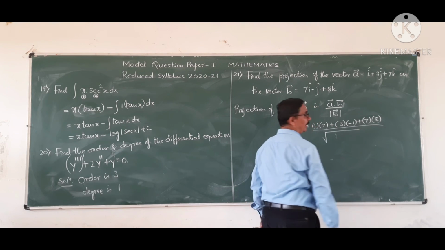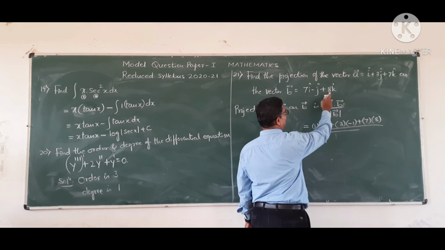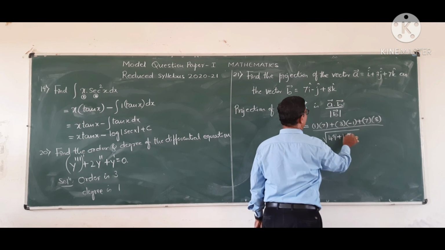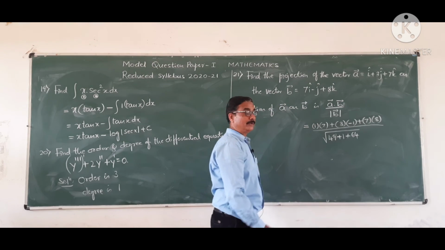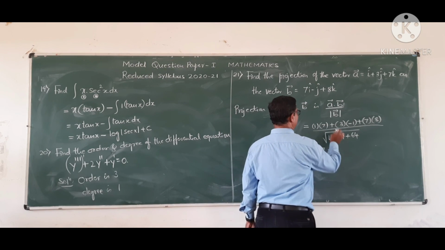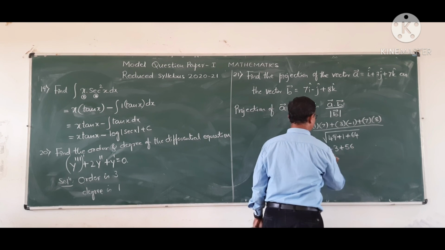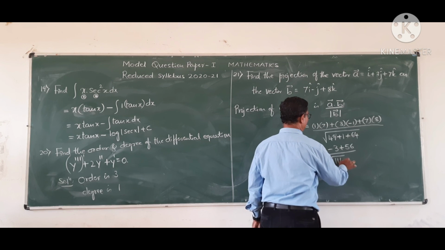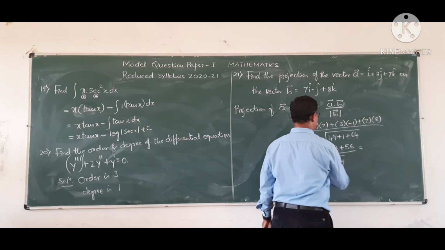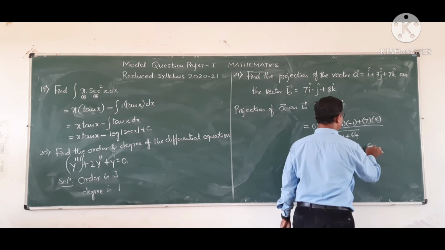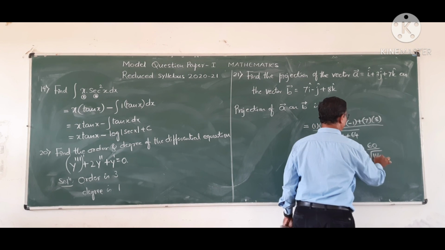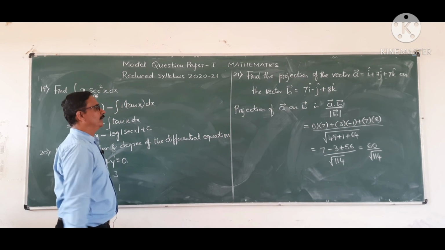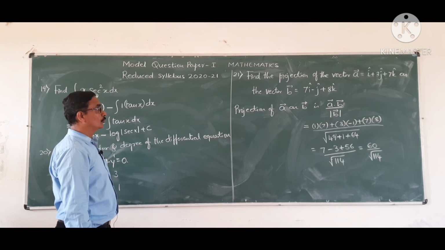Divided by magnitude of B. What is the formula? Under root of x square plus y square plus z square. Coefficient of i, 7 square, 49. Coefficient of j, -1 square, 1. Coefficient of k, 8 square is 64. That is 7 plus 3 times -1, which is -3. 7 eights are 56. Divided by under root 49 plus 1 plus 64. How much? 114. Correct? So that is 7 minus 3, 4. 4 plus 56, 60, divided by root 114. So the projection of A on B is equal to 60 divided by root 114, 2 marks.